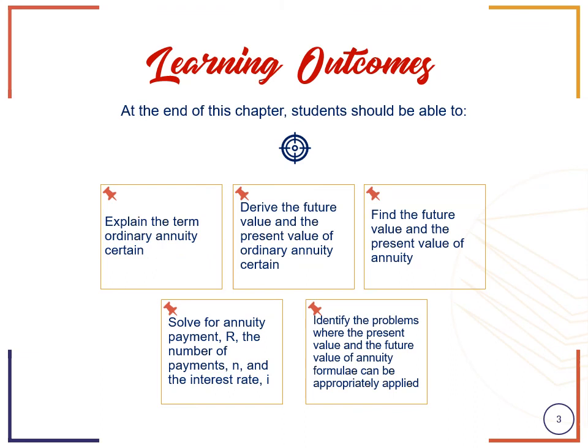By the end of this topic, students should be able to: 1. Explain the term ordinary annuity certain, 2. Derive the future value and the present value of ordinary annuity certain, 3. Find the future value and the present value of annuity, 4. Solve the annuity payment R, the number of payments N, and the interest rate I, 5. Identify the problems where the present value and the future value of annuity formula can be appropriately applied.